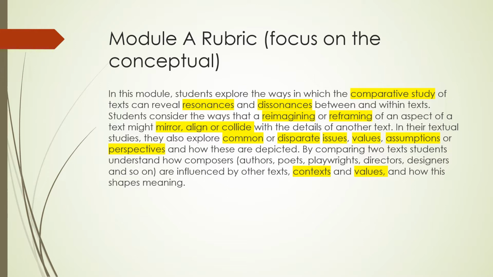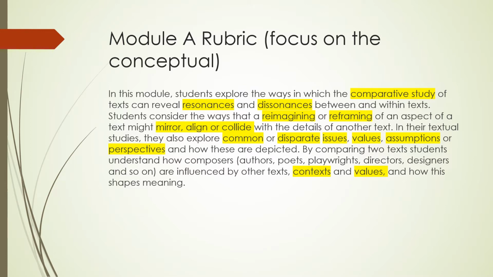So in order for us to continue and unpack the essay question, let's quickly refresh our memory and go over the Module A rubric again. I've highlighted the key words from the Module A rubric. In this module, students explore the ways in which the comparative study of text can reveal resonances and dissonances between and within texts. Students consider the ways that a reimagining or reframing of an aspect of a text might mirror, align, or collide with the details of another text.